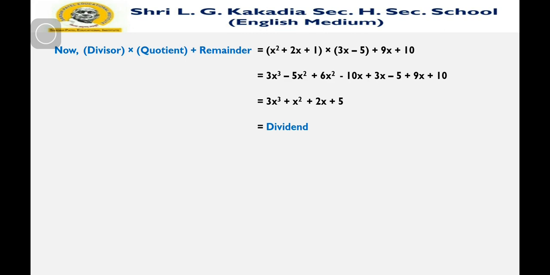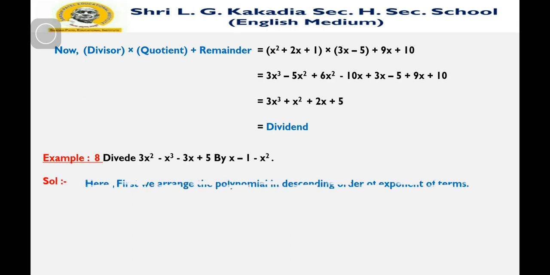Now example number 8. We divide 3x square minus x cube minus 3x plus 5 by x minus 1 minus x square. So as we do, first we arrange the polynomial in descending order of exponent of terms. So p of x is equal to minus x cube plus 3x square minus 3x plus 5, and g of x is equal to minus x square plus x minus 1.